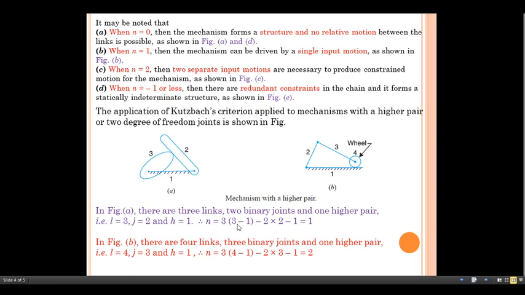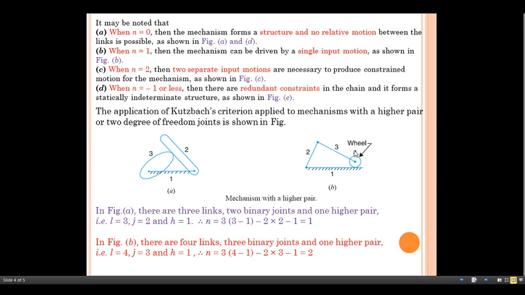So n equals 3 into 3 minus 1. Why 3 minus 1? Because the number of links is 3. Minus 2 into 2. What does this 2 indicate? The number of joints. And minus 1 indicates the higher pair. So do the calculations and check the value of n. After calculation, we get the value of n as 1. This means a single input motion is sufficient to define this type of mechanism.